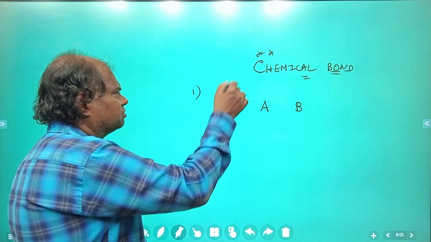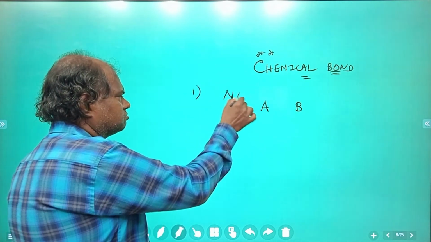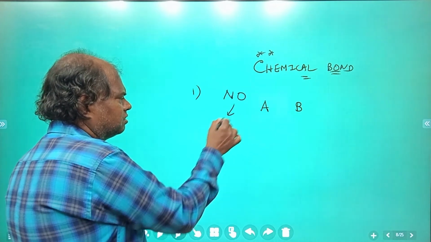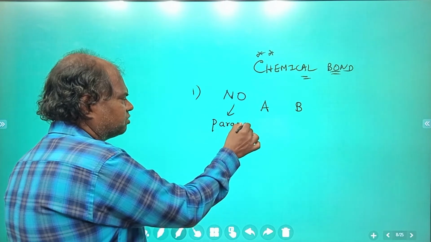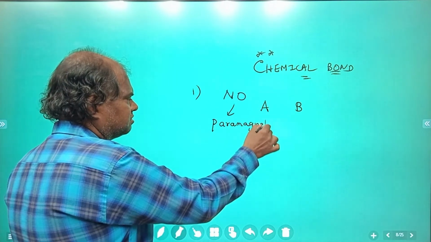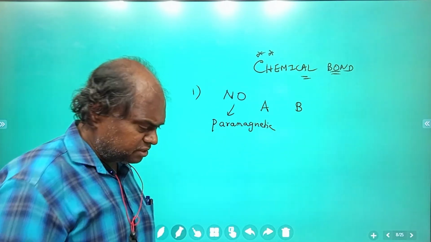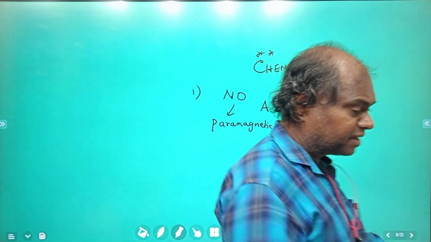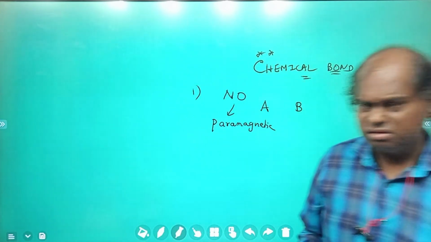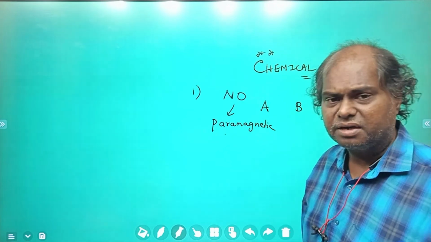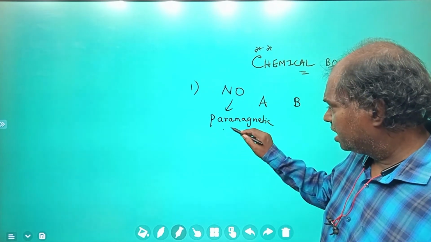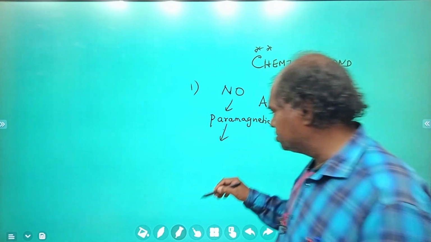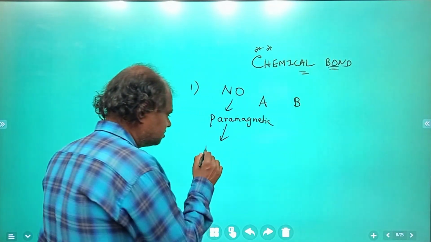Suppose somebody asks you, NO, is it paramagnetic or diamagnetic? That's the first question we'll start with. Paramagnetic means it will be attracted by a magnet. For example, iron. Now the condition for paramagnetic in chemistry is that it should have unpaired electrons.